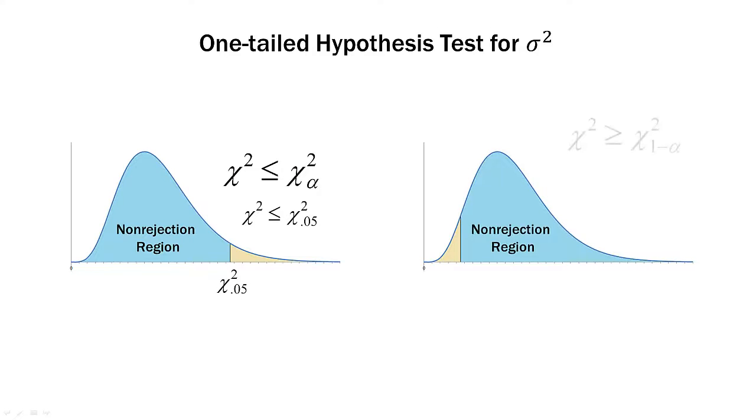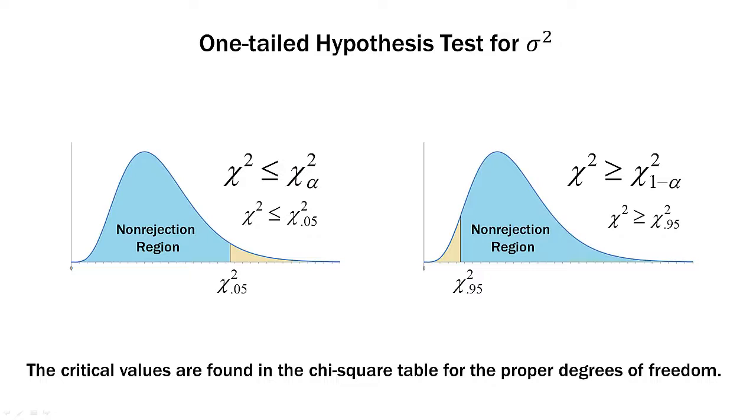Now what about the left side? Same idea. Here chi-square, the blue region, is greater than or equal to chi-square 1 minus alpha. So our alpha is 0.05. Here we have chi-square is greater than or equal to a chi-square value at a cumulative probability of 0.95. So that is here. Again, the critical values are found in the chi-square table for each degrees of freedom.